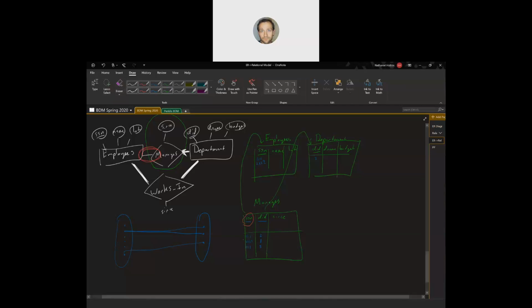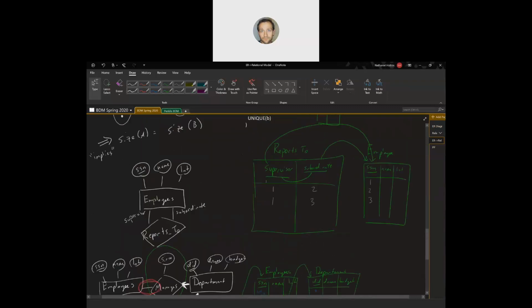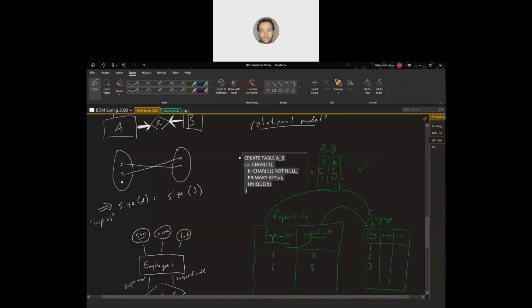Yeah, make the department the primary key. Right, so now this would be okay. Yes, this works. Yeah. So this works as this is okay. The one thing to keep in mind, let me copy this.